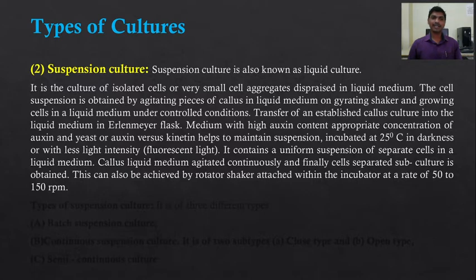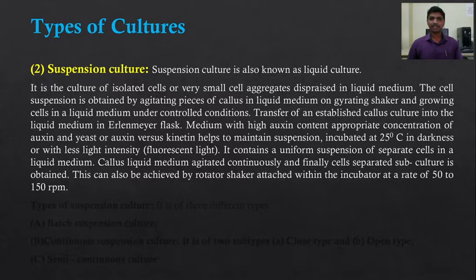So the medium with high oxygen content or appropriate concentration of oxygen, or oxygen versus kinetin, helps to maintain the suspension when it is incubated at 25 degrees Celsius in darkness or with very less light intensity. So we can get a large number of cells if they are suspended into the liquid medium and agitated on a gyrating shaker. So these cells are grown in a liquid medium under controlled conditions.